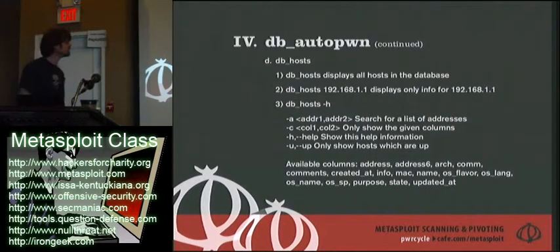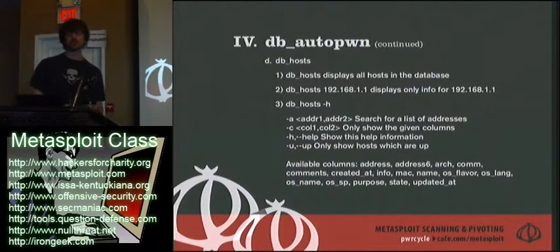Down at the bottom it says available columns. That is all the different information it's pulling from Nmap and telling you, so that you can sort. If you've done a scan and didn't know which ones were Windows boxes or which ones were Linux, you can sort your database right here by saying -c and then specifying the column, lots of different stuff.